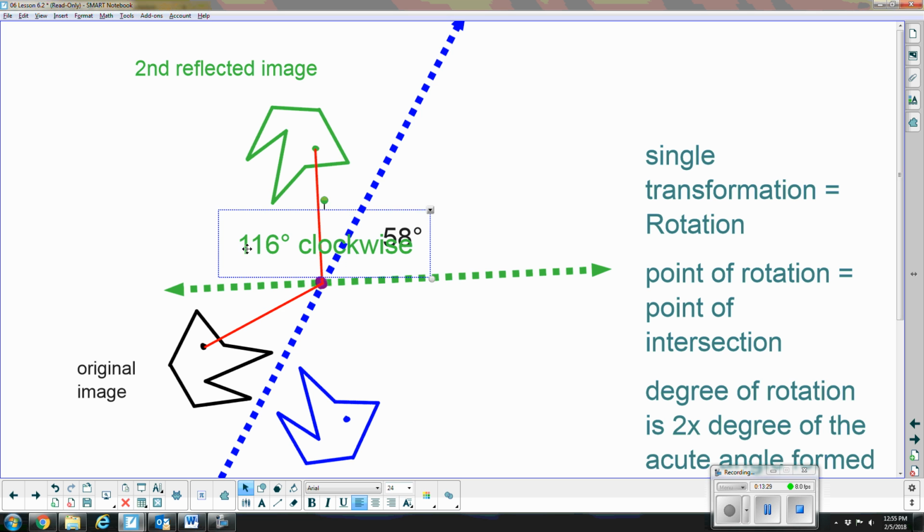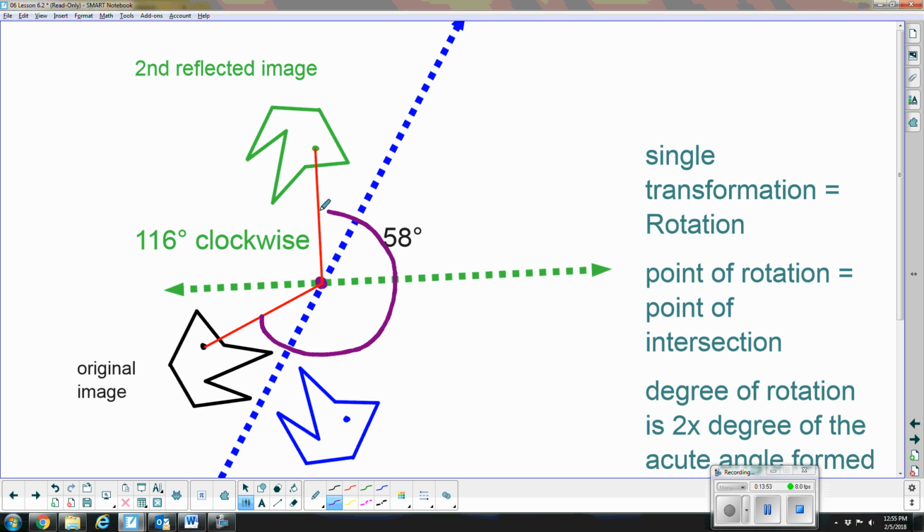Now, it's possible that yours was maybe a rotation counterclockwise. That's okay, but 116 degrees, or twice the acute angle, is going to be the shortest rotation. So it might be clockwise, it might be counterclockwise. If I was looking for my counterclockwise measure, that would be the measure of this angle.